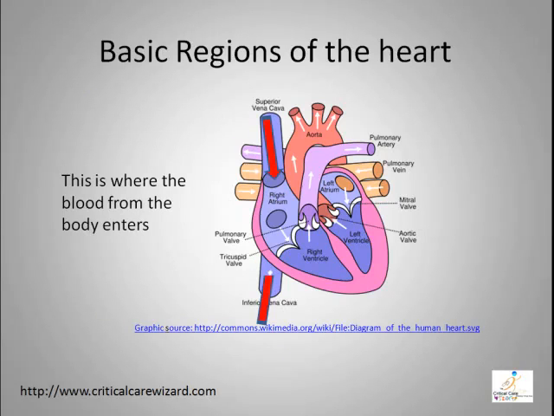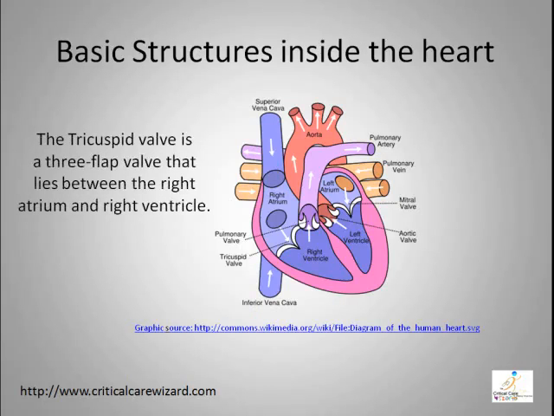From the superior and inferior vena cava, the blood enters the right atrium. From the right atrium, the blood then passes through a three-flap valve called the tricuspid valve, going to the lower right portion of the heart, referred to as the right ventricle.